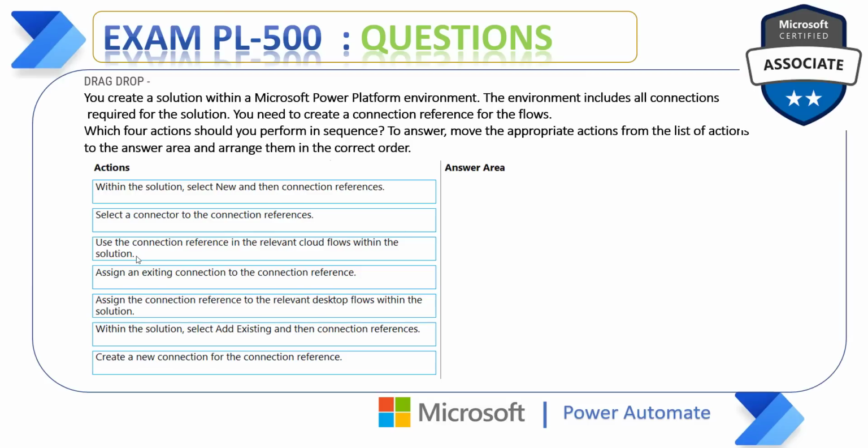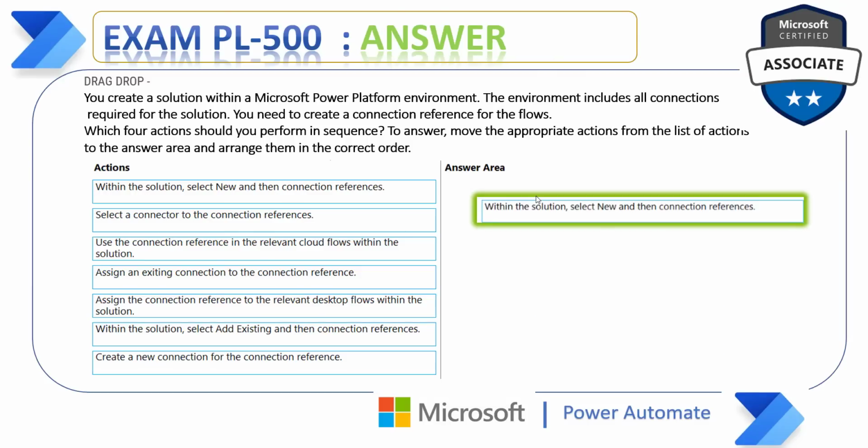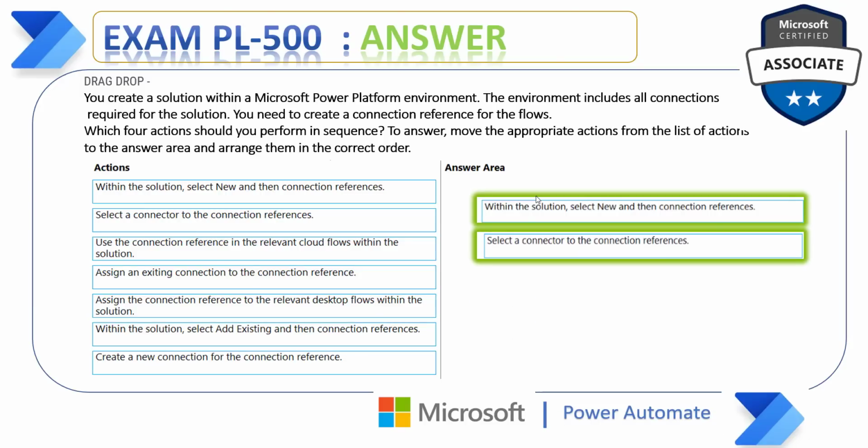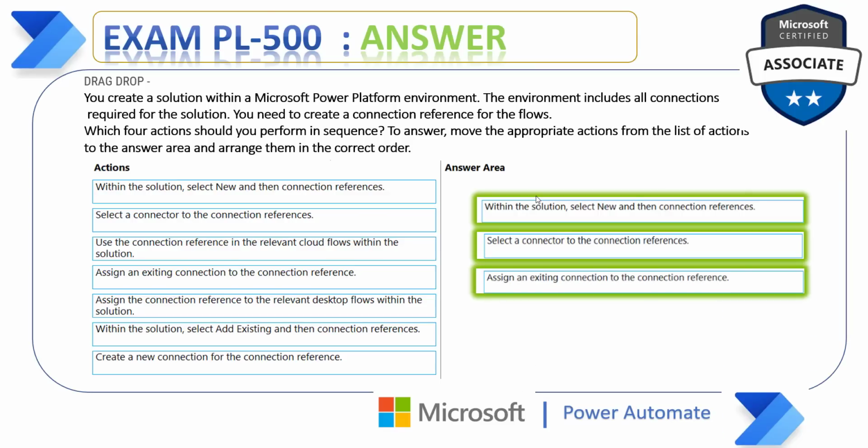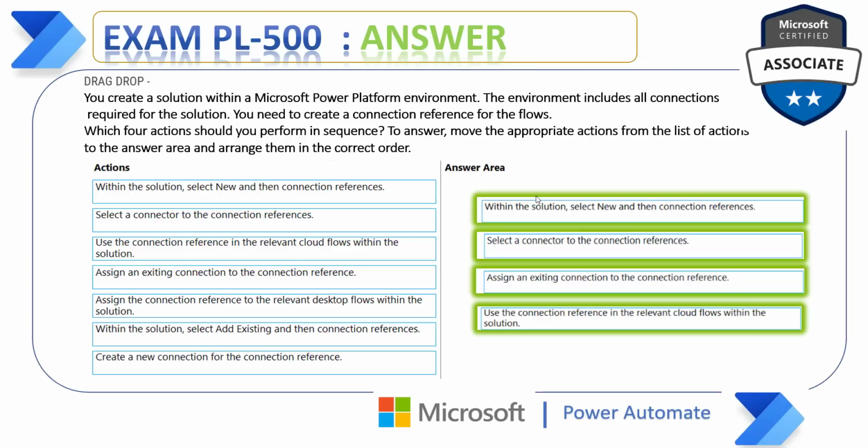All right, let me reveal the answer. There you can see the first action is that within the solution, select New and then Connection references. Second action, select a connector to the connection reference. Third one, assign an existing connection to the connection reference. And fourth one, use the connection reference in the relevant cloud flows within the solution.